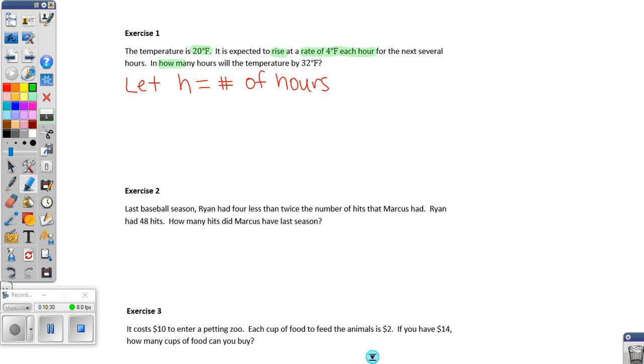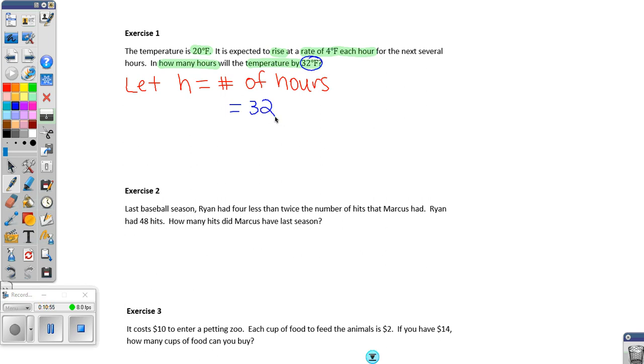So again, they're asking, in how many hours will the temperature be 32 degrees Fahrenheit? So I like to start with the total, or the end result, the goal. The wording is always different depending on the problem. In this case, our end result is 32 degrees Fahrenheit because they said how long will it take for us to end up with this temperature. So I know my equation should be equal to 32.